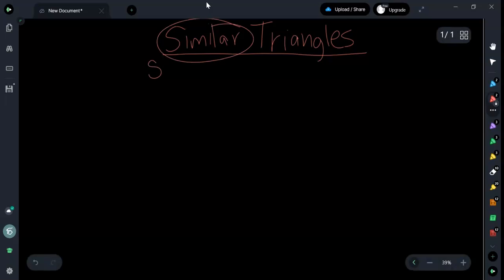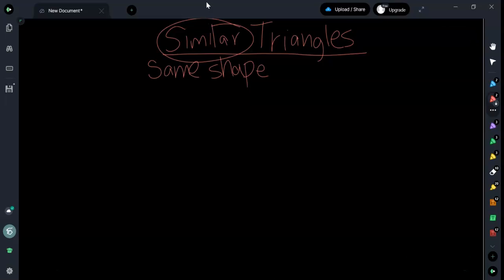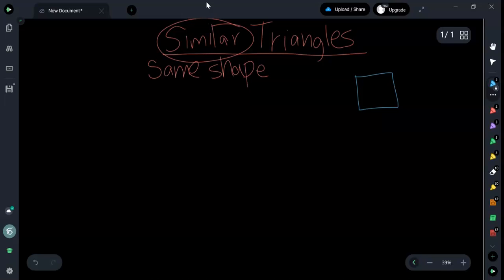This means that they are the same shape, but they're not necessarily the same size. So when we have objects that are similar for our purposes, we're talking about two objects that are the same shape, but they're not the same size. For example, every square that you draw will be similar. Every square in existence. Why is that?